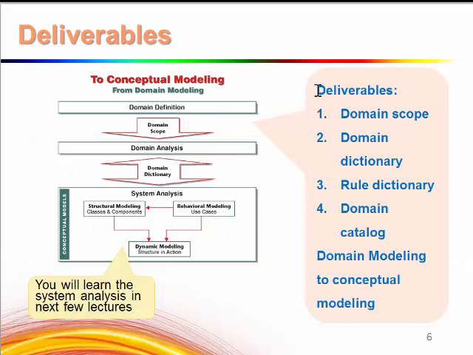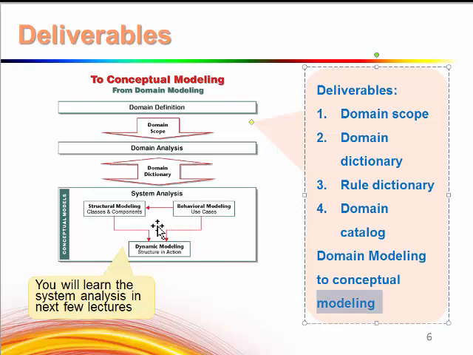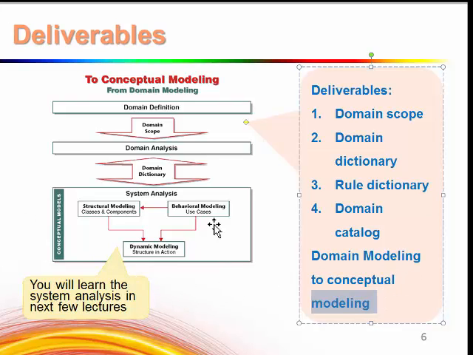This figure shows the deliverables of domain analysis and the context of domain analysis related to conceptual modeling. From it, you can see that domain modeling will be used for the next step of system analysis, such as behavior modeling, structural modeling, and dynamic modeling. The final result of analysis is to produce a conceptual model, which is the deliverable of the whole analysis phase.